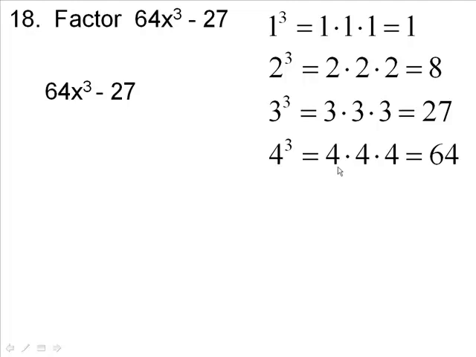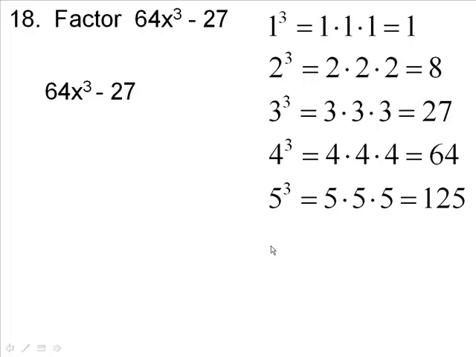What's the next one? 5 times 5 times 5? 5 times 5 is 25. 25 times 5. Hey, if you have 5 quarters, how much money do you have? 4 quarters is $1. 5 quarters is what? $1.25? Okay, anyway, 5 times 5 is 25. 25 times 5, 5 quarters, 125. So you've got these pretty well down.